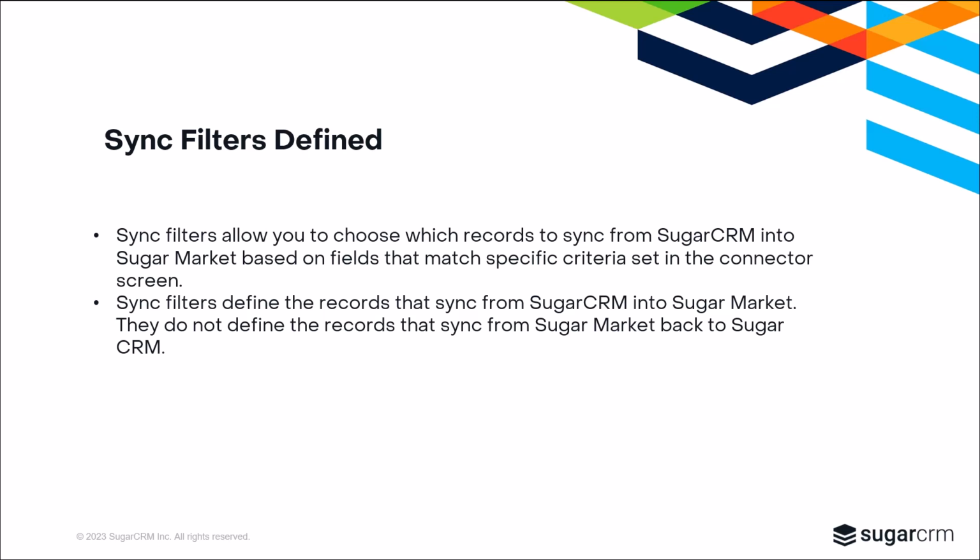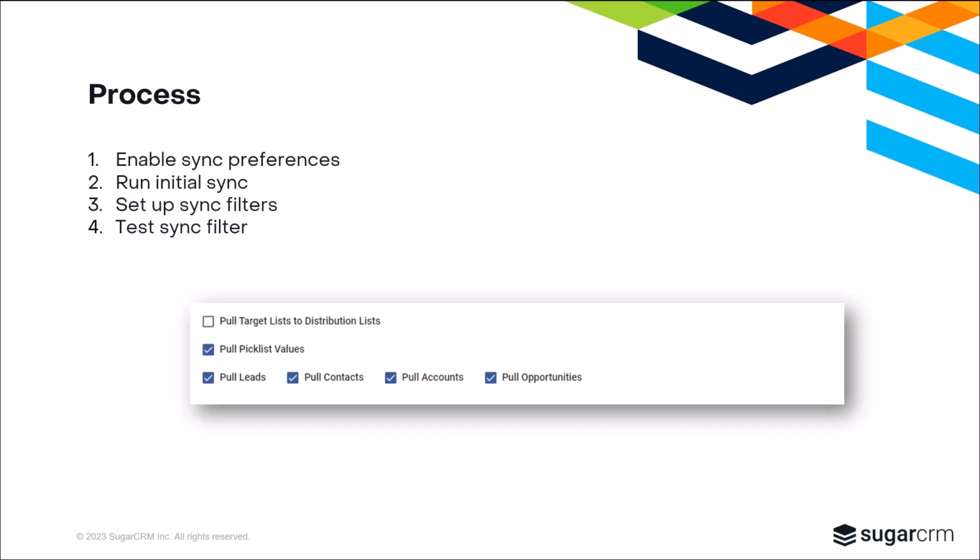After you've set your sync preferences, you're ready to complete the steps to set up the sync filters, which we'll review in this video. If you do not set up any sync filters, then all records in the selected core tables will sync from SugarCRM into Sugar Market. Since sync filters define the records that are syncing down from SugarCRM, it's important to consider these settings carefully and test them before using the filters.